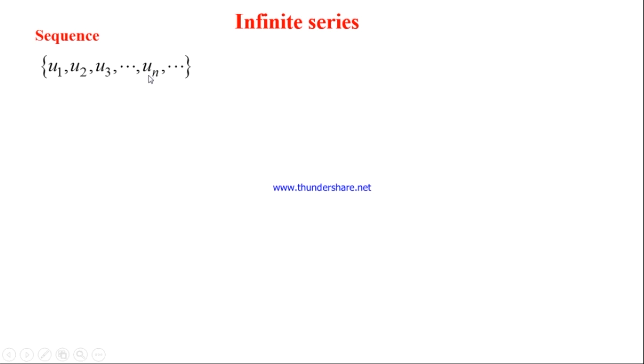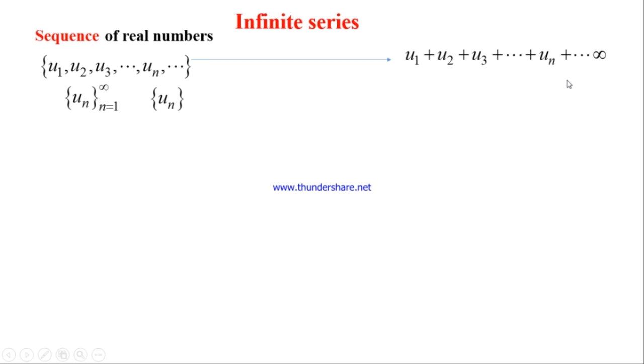And by using this nth term, in short, we can also write this sequence like this, or nothing wrong even if I put it like this. By default, we always take the lower limit as 1 and upper limit as infinity. Now, if this represents sequence of real numbers, then this sum is called infinite series. We can also put it in summation form like this, and nothing wrong even if I put it like this. Here also, just like your sequence, by default the lower limit is always 1 and upper limit is infinity.